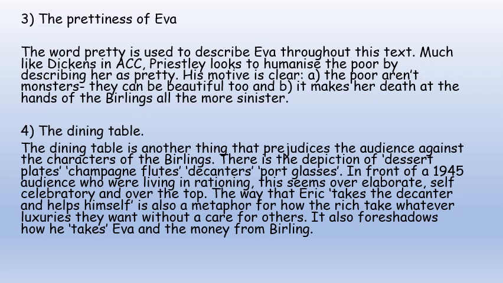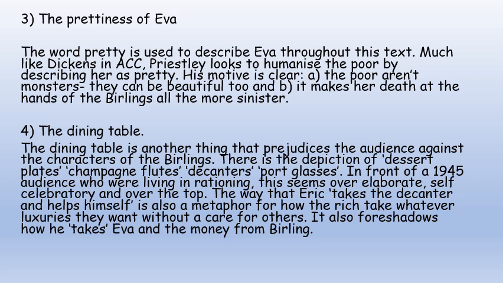Okay, Eva's constantly described as being pretty in this text. The word pretty is used loads, okay? Much like Dickens in A Christmas Carol, Priestley wants to humanise the poor by describing her as pretty. He wants to make her sound like a human. The poor aren't monsters, that's what he says. And they can be beautiful too. And listen, describing her as pretty all the time makes her sound innocent, vulnerable, and makes the Birlings sound more sinister.